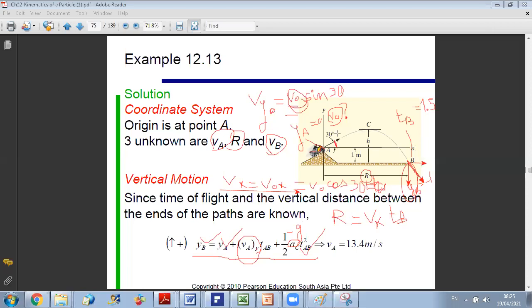To get Vy at point B, I should go back to the equation of Vy. What is the equation of Vy? Vy equals V0y minus gt. Yes, exactly. So at point B, Vy is V0y minus g TB. And once I get the value of Vy at B, and already Vx is constant, I take the square root to get the total velocity at B. Any question on this? Fine.